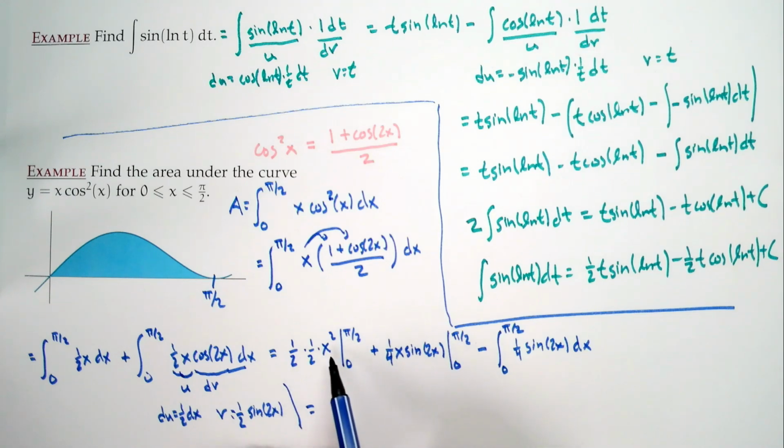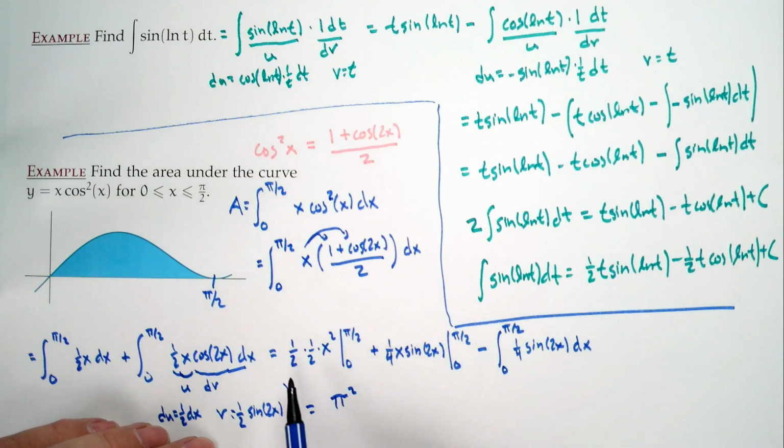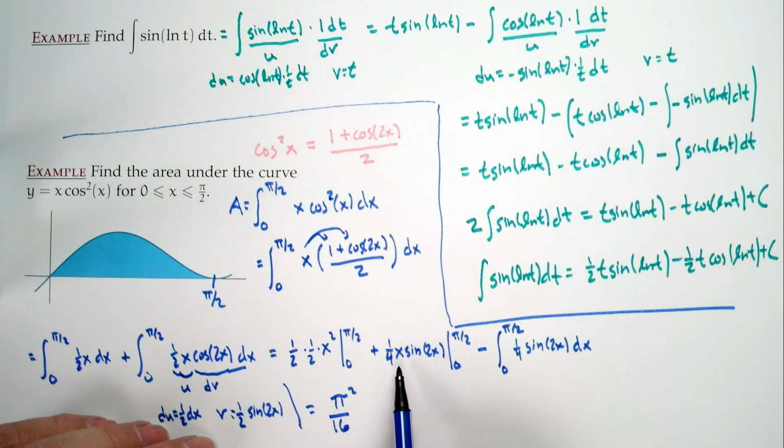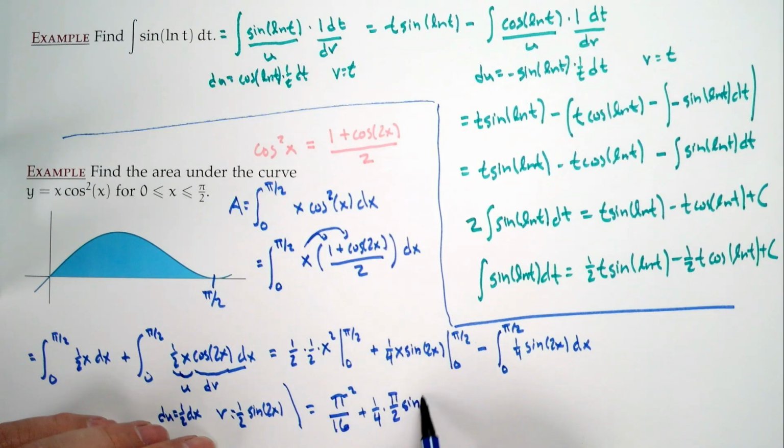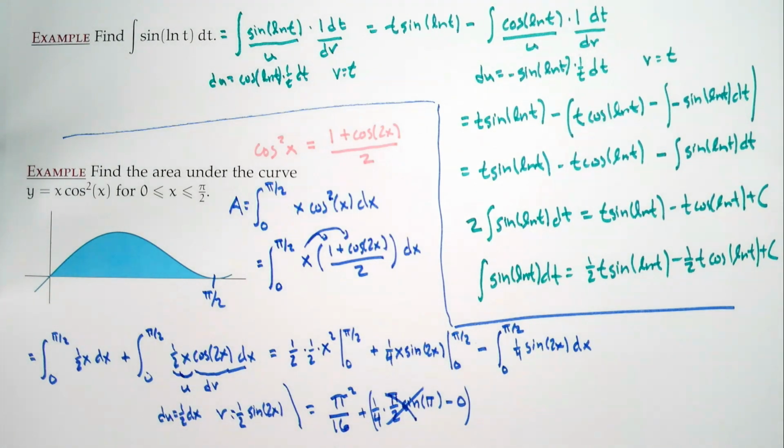1/2 times 1/2 times pi halves squared. Well, that's certainly a pi squared. Now if you group a half, a half, then another half, and another half, that makes pi squared over 16. Next term, that's 1/4 x sine 2x, so we'll have 1/4 times pi halves times sine of pi, and sine of pi is 0. Then we're going to subtract 0, right? Because we plug in 0, we get 0. So the next term contributes nothing. That's all right. Sometimes that's how it works out.